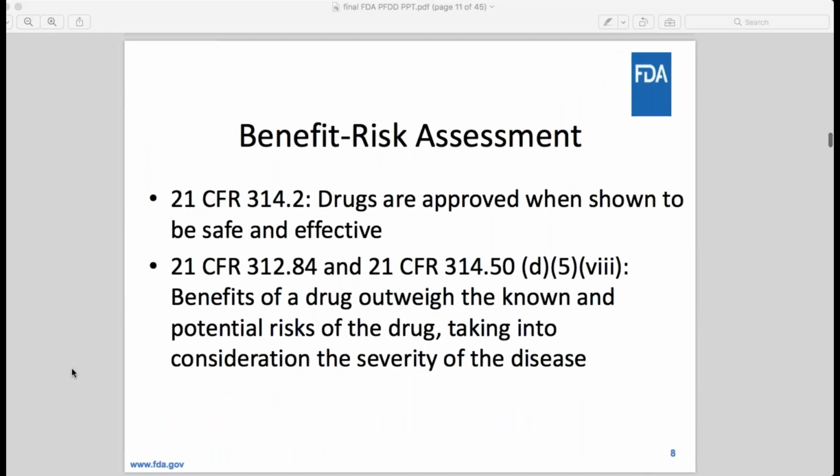So what does benefit-risk assessment involve? In a nutshell, it is weighing the benefits of a drug against the known and potential risks of the drug, taking into consideration the severity of the disease. For example, in a disease in which the lifespan is only a few years, a drug is shown to have a large benefit, for example, an increase in survival by several years. Such a benefit can potentially outweigh significant risks. On the other hand, if in a disease that is not serious or life-threatening, a drug shows only a modest benefit, risks should be minimal to justify the small benefit.